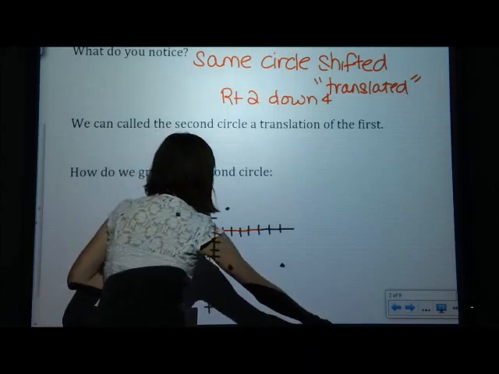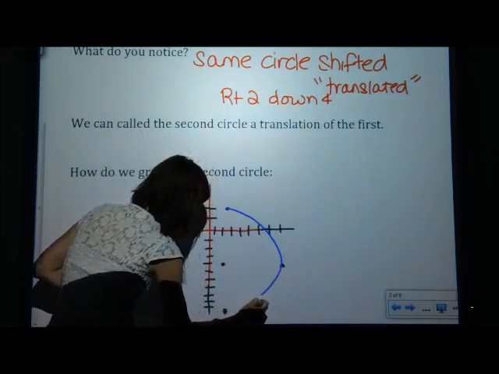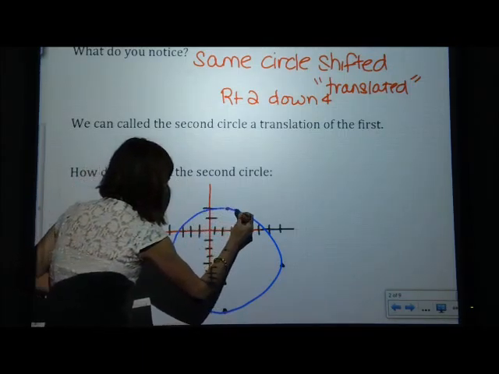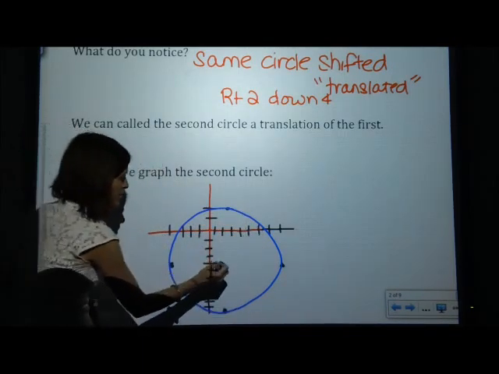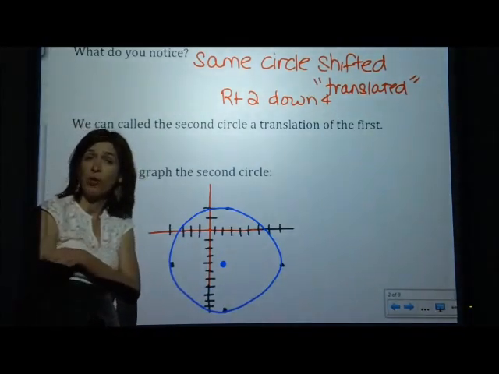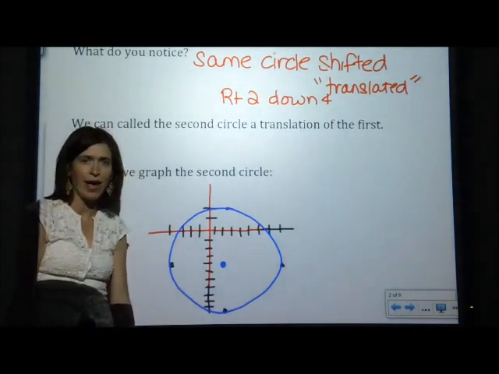And I'm going to do my best job to make this a nice curve going through those points. And there's my circle with center right there. And I know it's slightly off. We don't want this to look like a square. We want it to look as much like a circle as we can, okay?